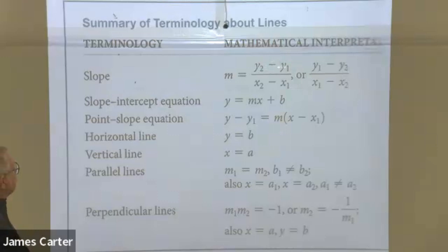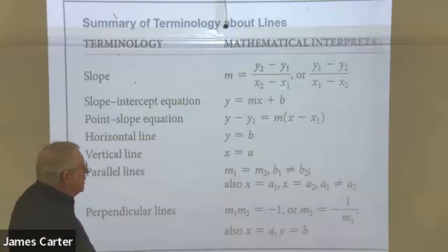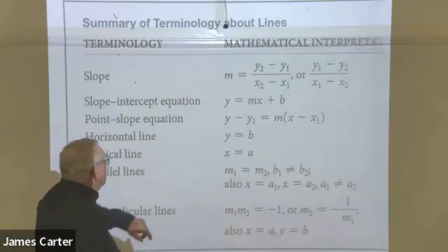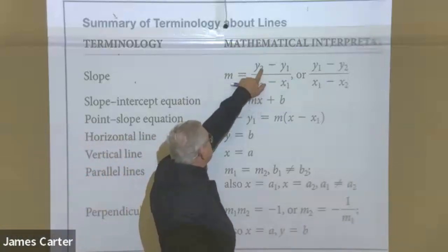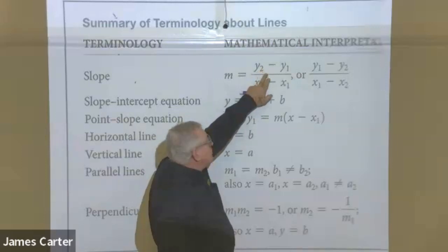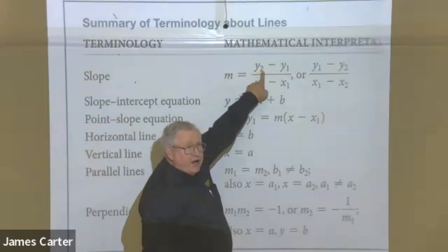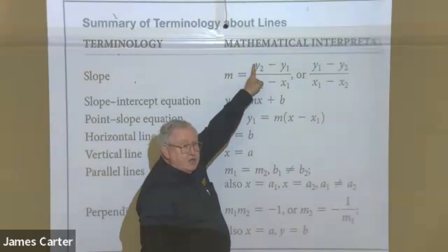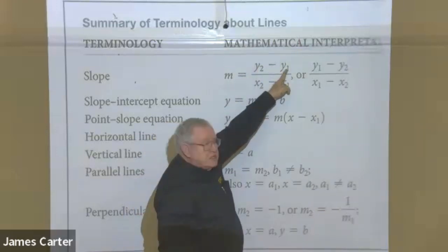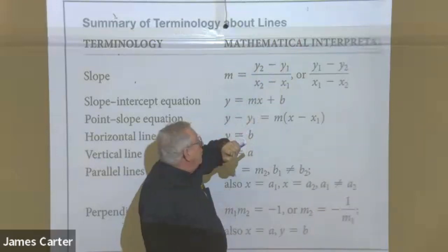Now, what this is saying is the amount of change, the difference between the y value in one point and the y value in another point, divided by the difference of the x value of one point and the x value of another point. These are called subscripts. They are not powers. They are just identifiers to say this is the y value that goes with point 2, and this is the y value that goes with point 1.